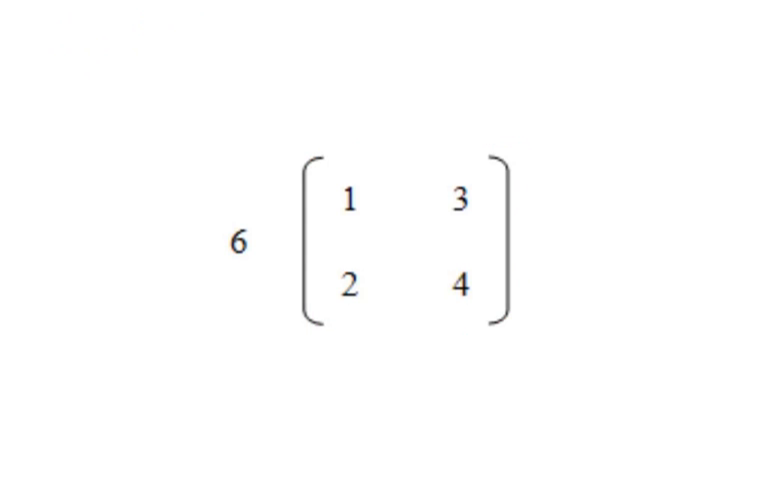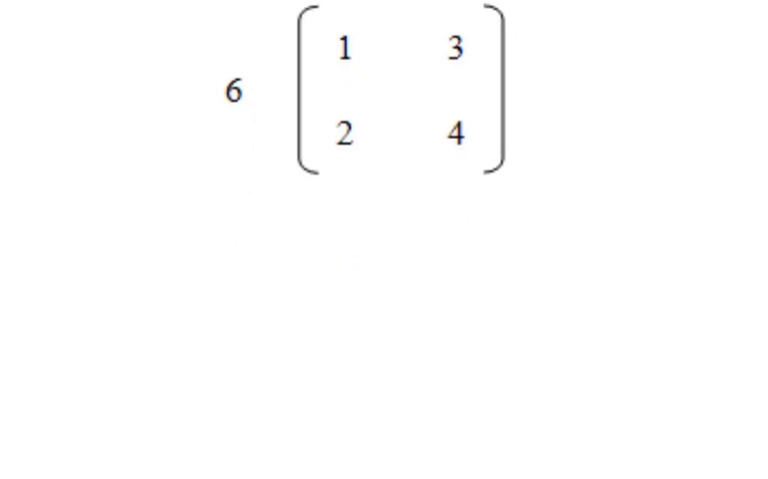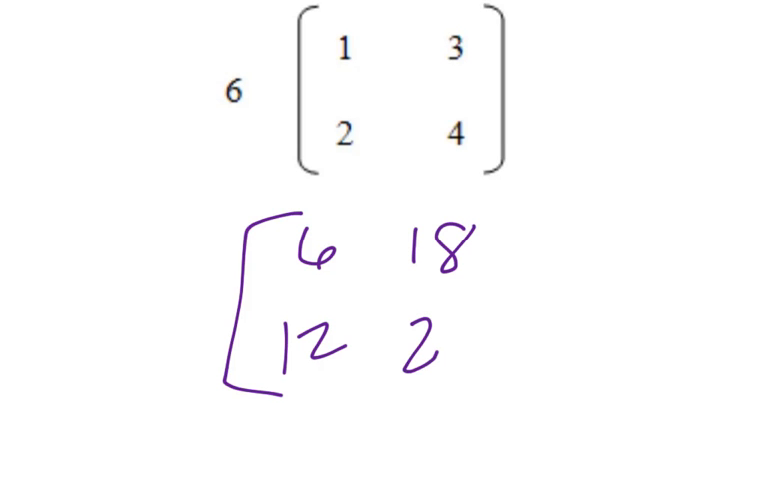Okay, so let me clear the ink off and move our picture up. When I multiply 6 times everything, your matrix has the bracket. 6 times 1 is 6. 6 times 3 is 18. 6 times 2 is 12. 6 times 4 is 24. That's your answer. That's all you have to do. If there's a number in front, you just multiply it by everything in the matrix.